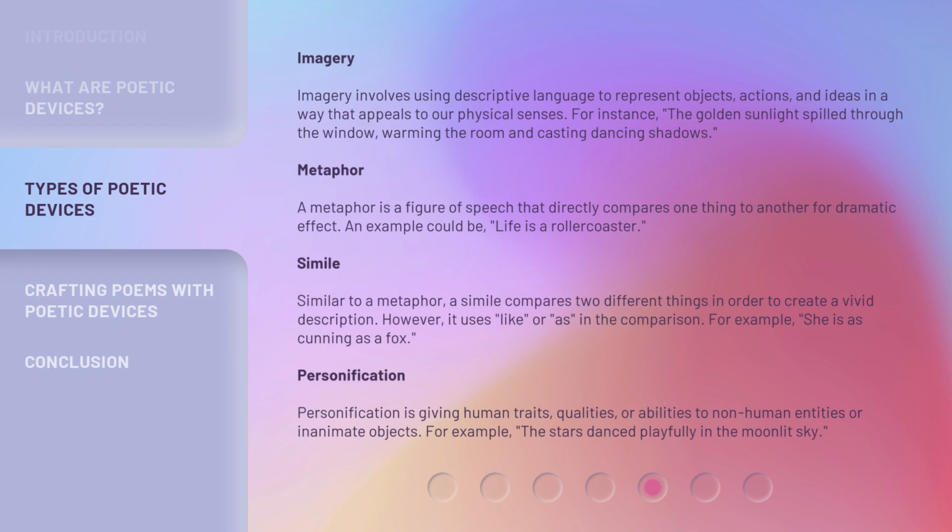Imagery. Imagery involves using descriptive language to represent objects, actions, and ideas in a way that appeals to our physical senses. For instance, the golden sunlight spilled through the window, warming the room and casting dancing shadows.